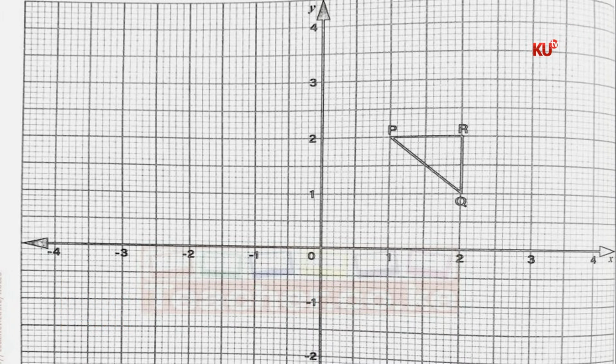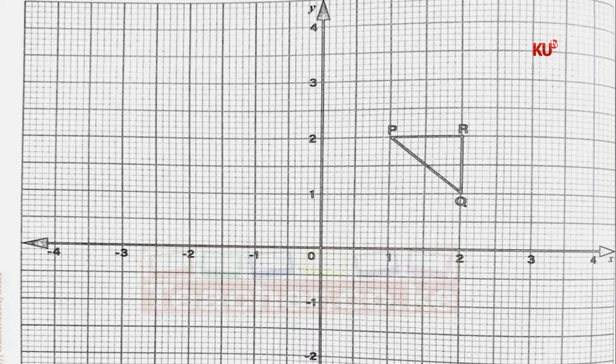Now, let's also look at our Q. When you look at Q and we want to reflect that point along the x-axis, point Q is 2 big squares away from the x-axis. So we again move 2 big squares downwards. You'll be getting your Q prime as 2, -1. That's your Q prime.